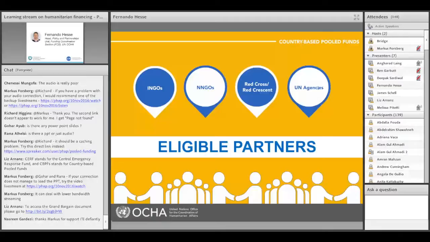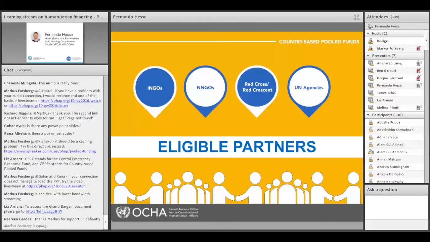CBPFs are the largest source of direct funding for national and local NGOs. In 2015, CBPFs received almost 600 million in contributions, and 60% of the funding was allocated to NGOs, of which almost 20% went directly to national NGOs, about $85 million. And this is more than half of the total amount globally provided directly to national NGOs.